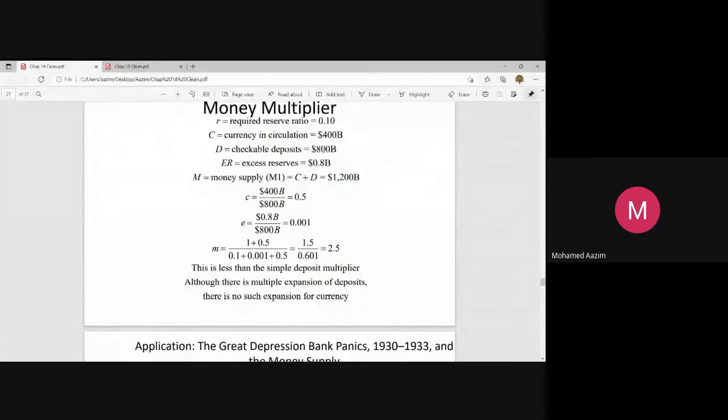And they also gave you the money supply. You don't need to worry about that because money supply is what? C plus D. We defined it. You remember? M1. Currency plus checkable deposits. So 400 currency, 800 is the checkable deposits. If you add these two, $1,200 billion. That is $1.2 trillion. A trillion is $1,000 billion.